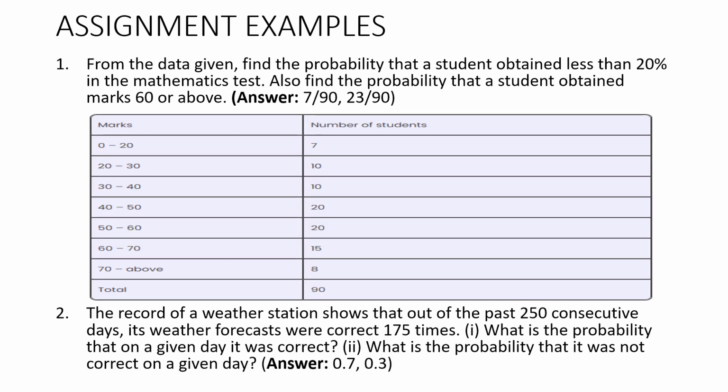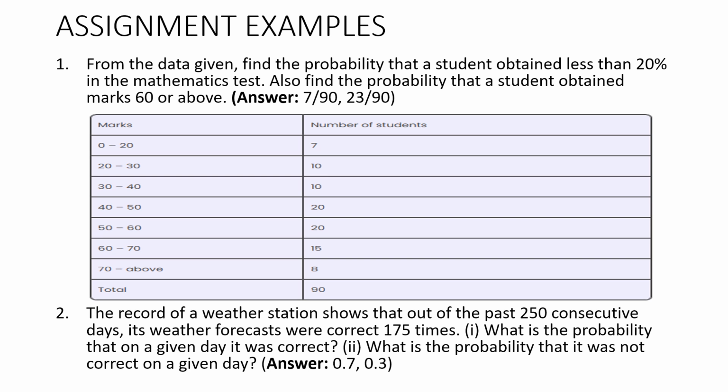As I said, this is a simple chapter. So let us take 2 assignment examples. In the first one, the data is given. From that you have to find the probability that the student obtained less than 20% marks in mathematics. Also find the probability that the student obtained 60 or above. Correct? So out of 100, less than 20% means less than 20. So that answer is very visible from the data. It is 7 upon total 90. And second case is 60 or above, there are 2 cases. So 15 plus 8, which is 23 upon 90.